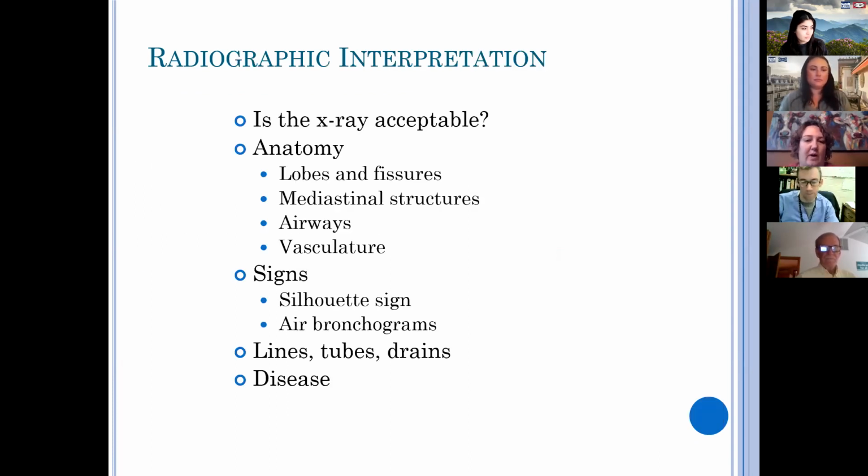When you're looking at an X-ray, the first question you want to ask is, is the X-ray acceptable? Can you see the anatomy of the lungs? Are you able to differentiate the lobes and the fissures, the mediastinal structures, the airways, the vasculature? We'll talk a little bit about signs such as the silhouette sign and air bronchograms. Then we'll also work on identifying lines, tubes, and drains. And then we'll talk about different disease processes if we have enough time.